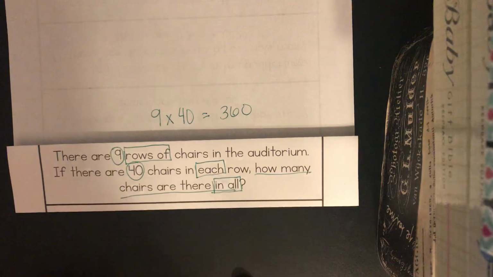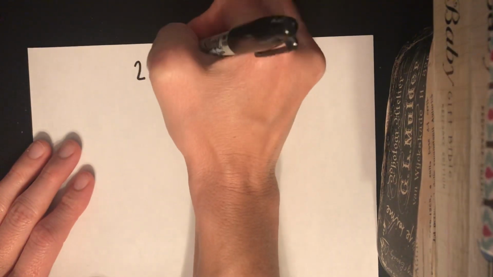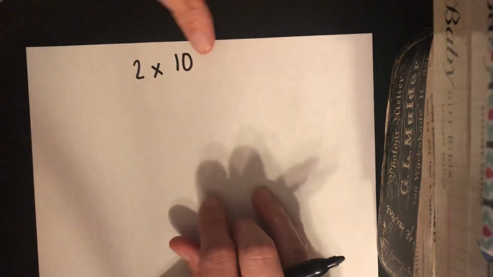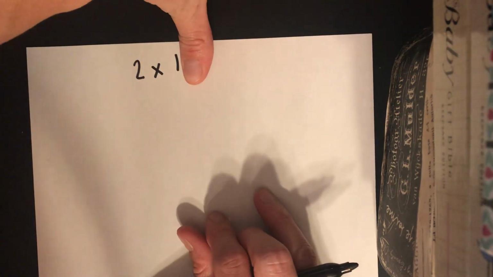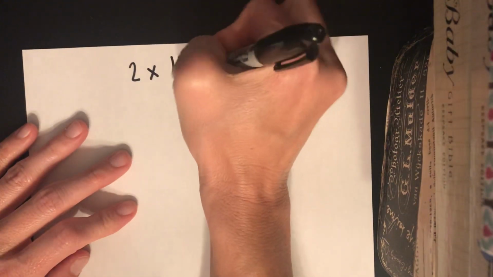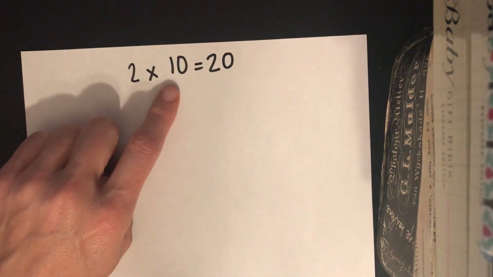Okay, so there's our word problem for today. That ties in perfectly with what we're doing for our lesson. We're learning to multiply tens. Okay, so let's start out with 2 times 10. Okay, we've got 20, right? Let's look at how I just showed you. What's 2 times 1? 2. So we've got to add our 0, 20.